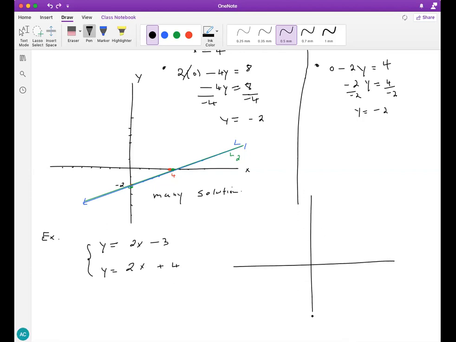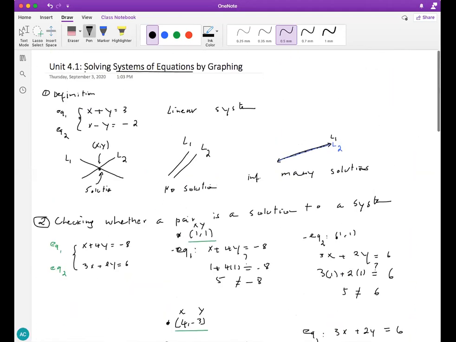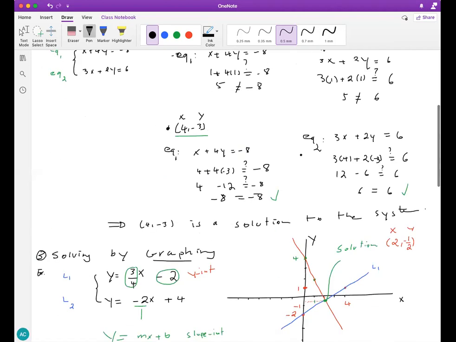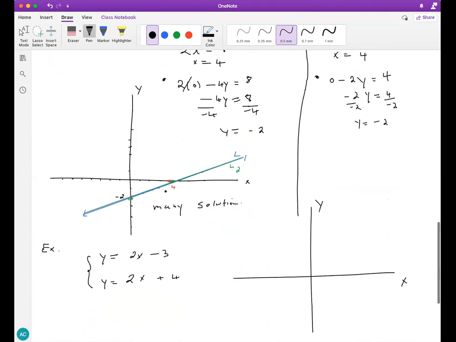So we're going to put both of these lines on a graph, x and y. Once we graph both of them here, we're pretty much done. We're going to look at whether they meet, not, or overlap. If they meet, one solution, we read that from the graph. If they don't meet, no solution at all. And if they overlap, we have many solutions, as we just saw here with this example.